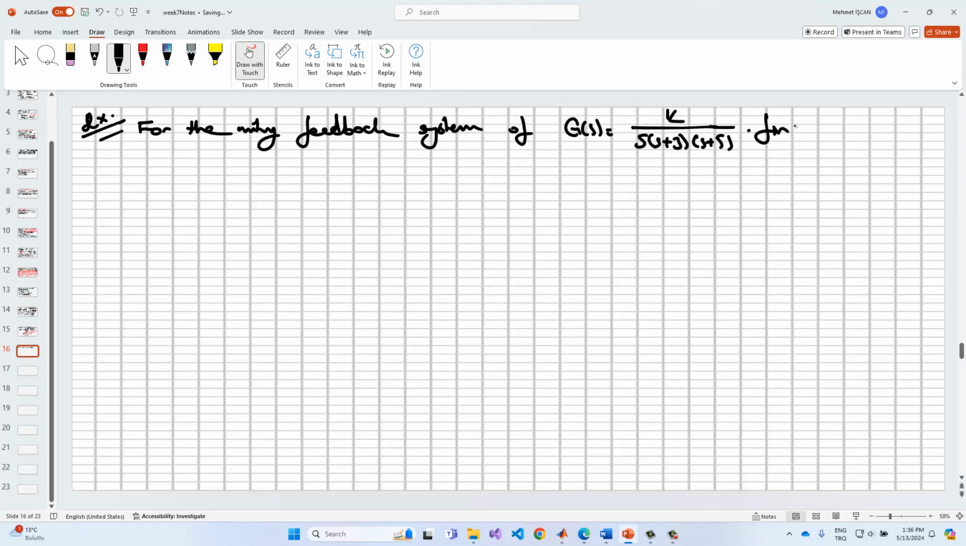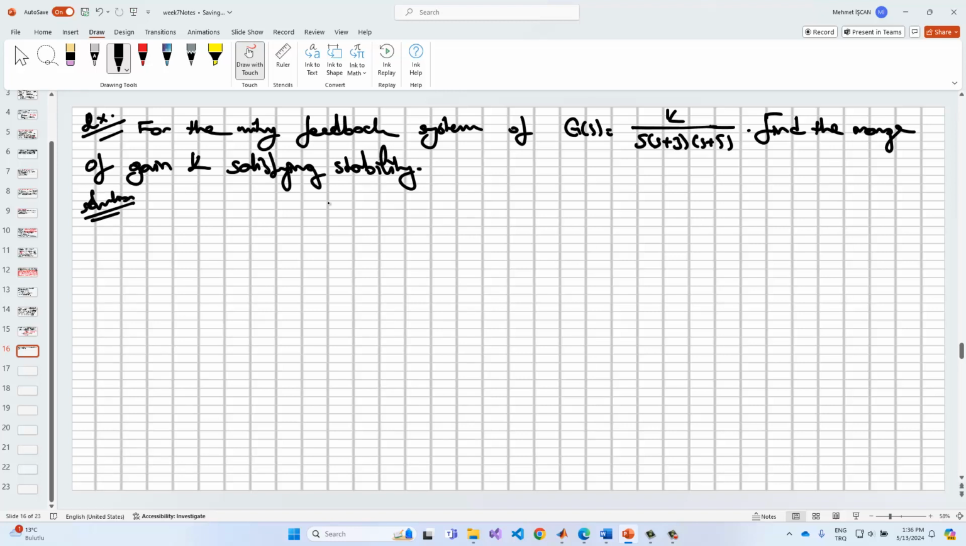And find the range of gain K satisfying stability, but using the Nyquist criteria, okay?